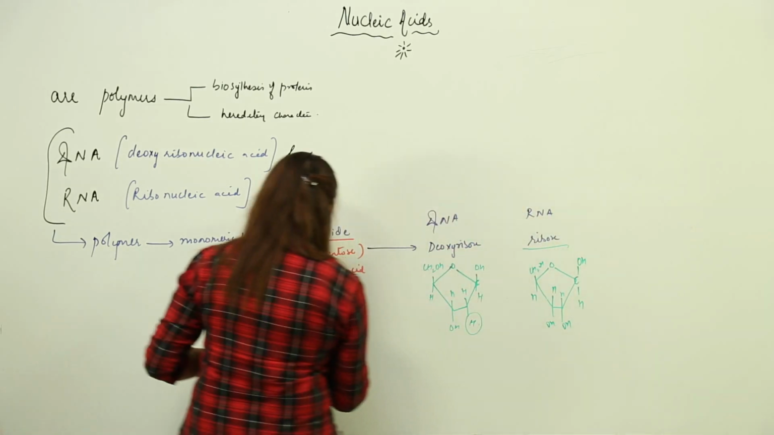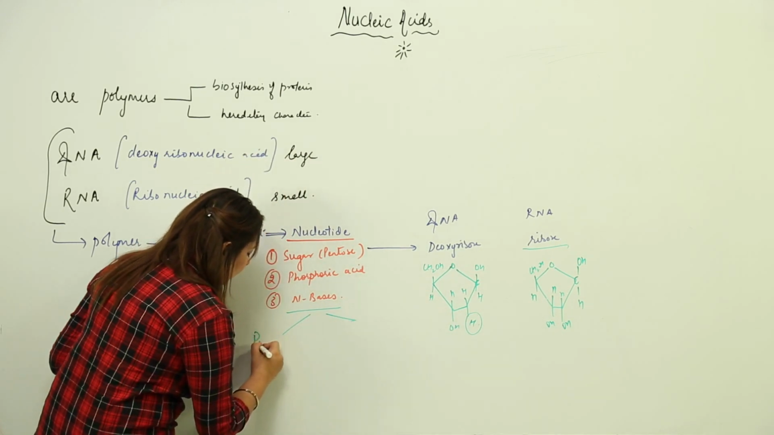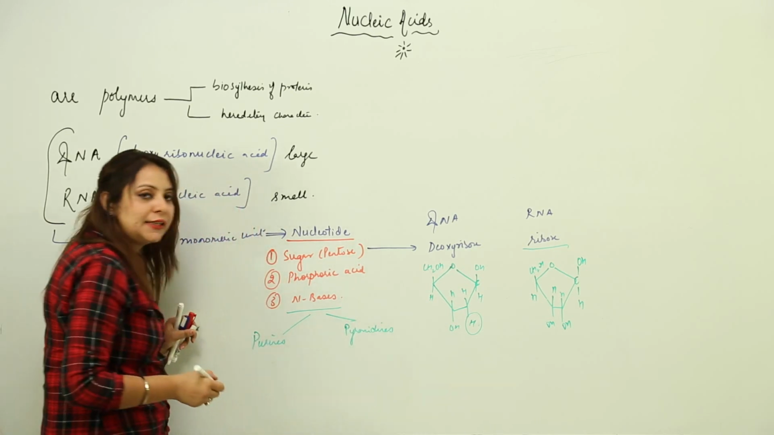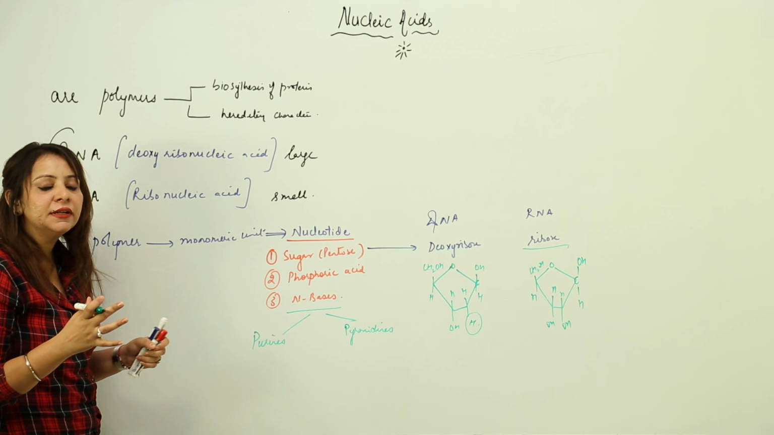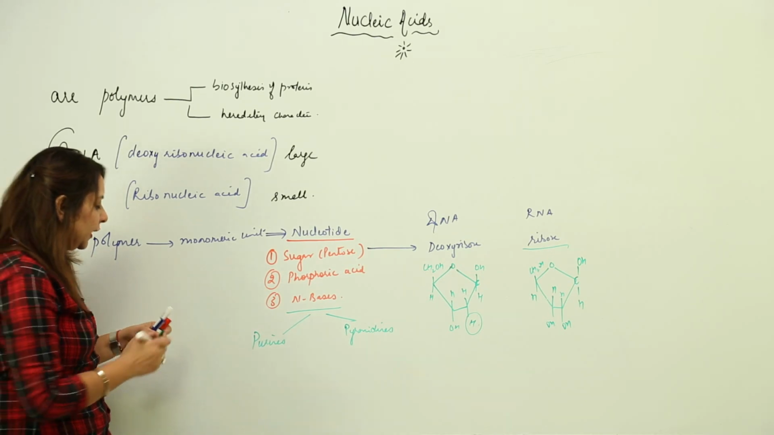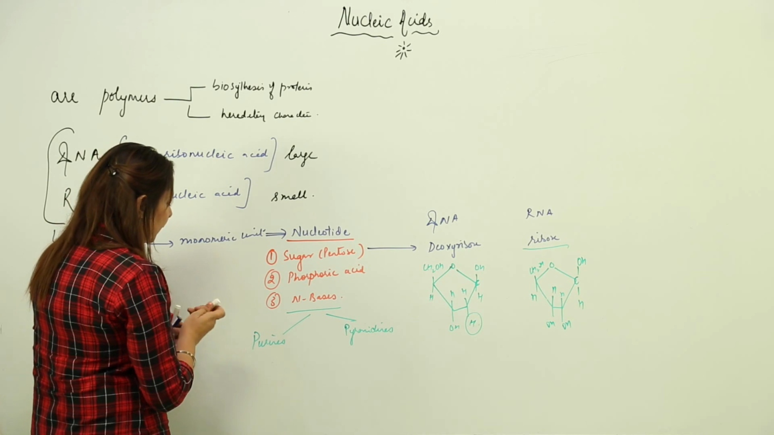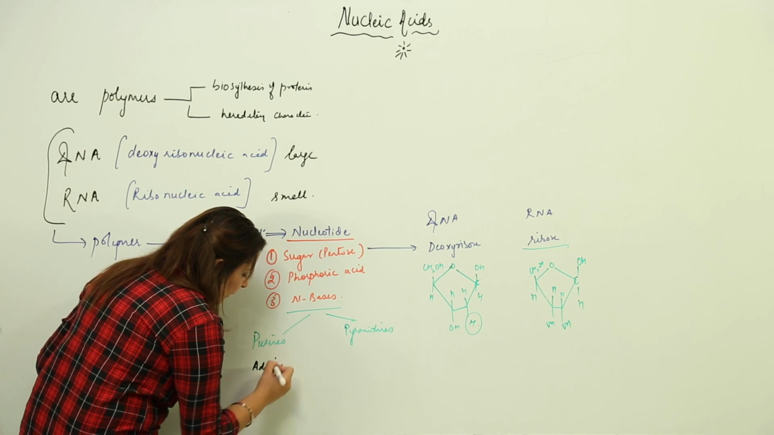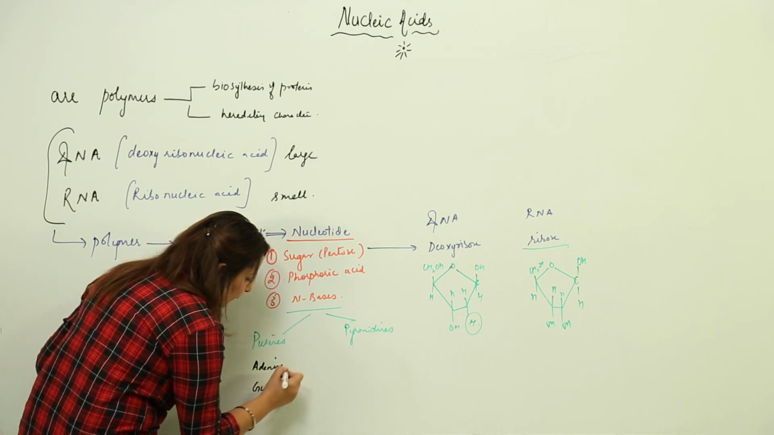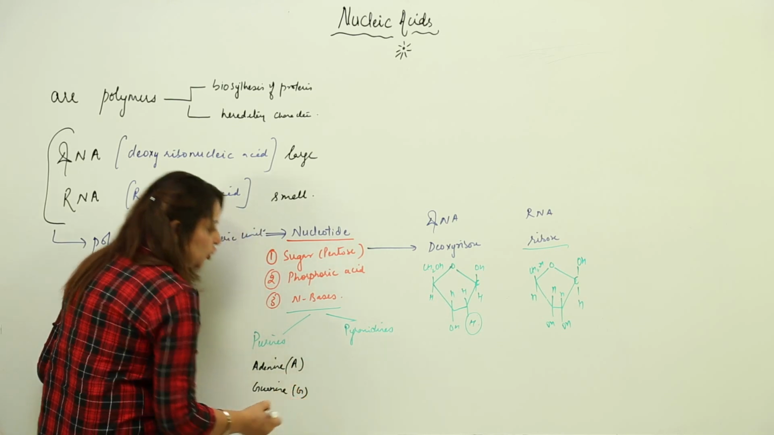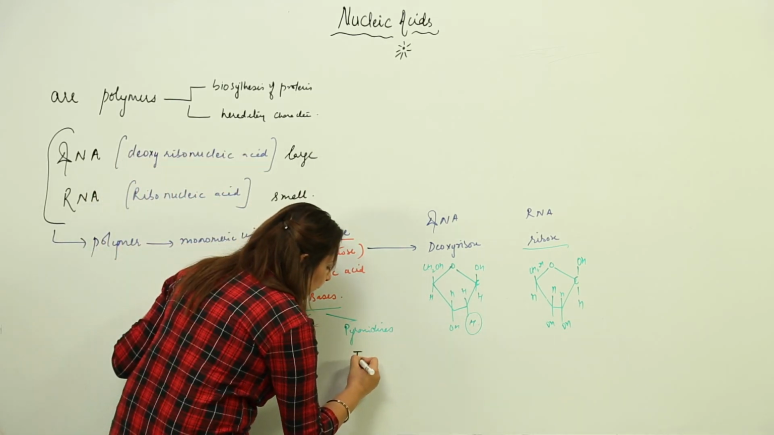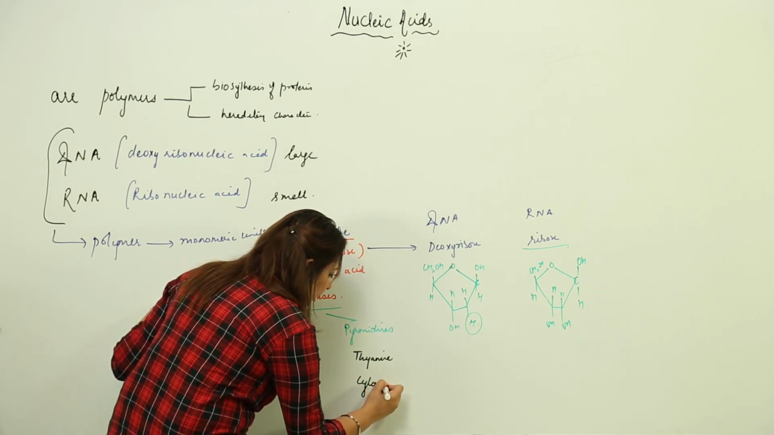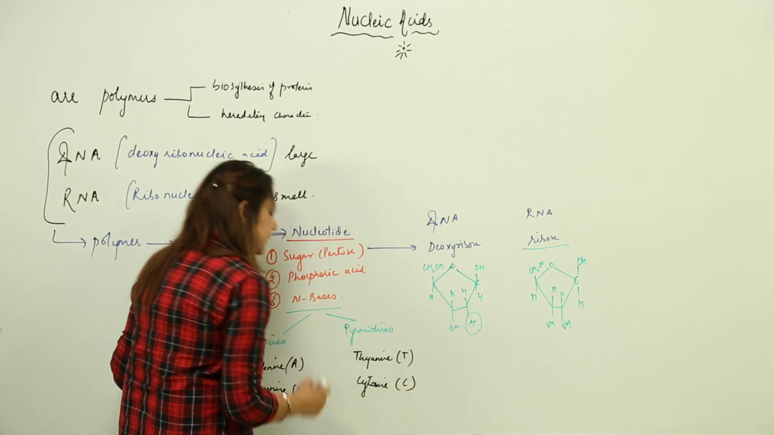If we talk about nitrogenous bases, they are further of two types. They are classified into purines and pyrimidines, and purines and pyrimidines bond with each other. There are two types of purines: one is adenine, another is guanine, abbreviated as A and G. The pyrimidines are thymine and cytosine, abbreviated as T and C.